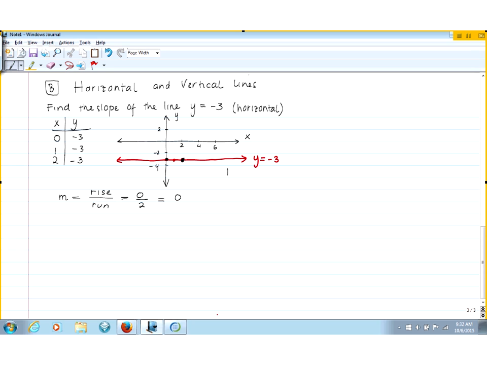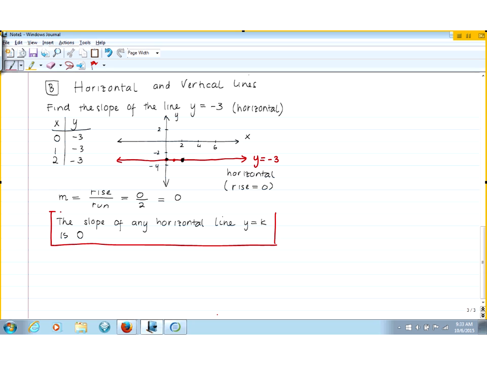So why is it 0? Because the rise is 0. So if it's horizontal, means rise is 0. So the slope of a horizontal line is 0. The slope of any horizontal line y equals k is 0. The equation of a horizontal line is y equals a number. That will give you the equation of the horizontal line.